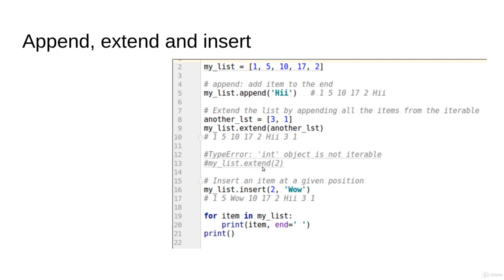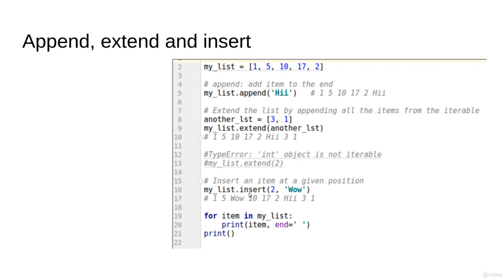If you try to extend with a single item, it will tell you TypeError: int object isn't iterable. This message means the object 2 is an object of type int, and it isn't iterable. It means we cannot make a for loop over this thing, so we cannot iterate over it. This is wrong. The other method is the insert method.